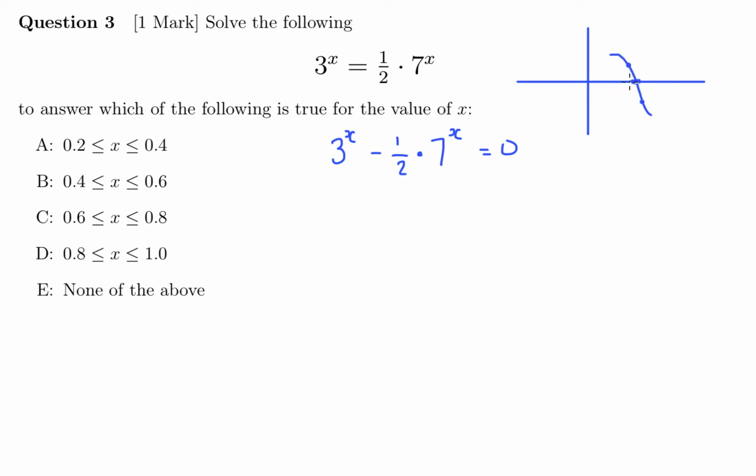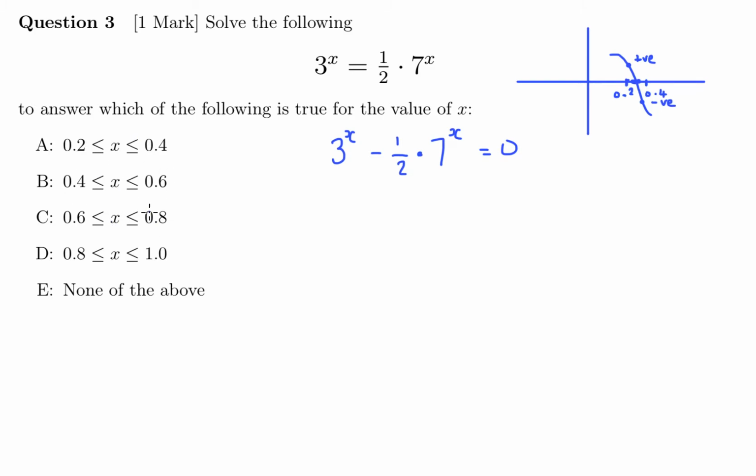So if we test, say A was the right answer. If we test x at 0.2 and get a positive number, and then test x again at 0.4 and get a negative number, the real proper answer for x must be somewhere between 0.2 and 0.4 because it's gone from positive to negative. That's something called the sign change rule, which we use when we're trying to find rough answers for an equation.